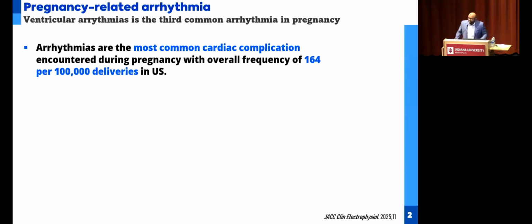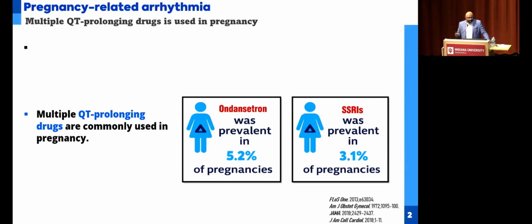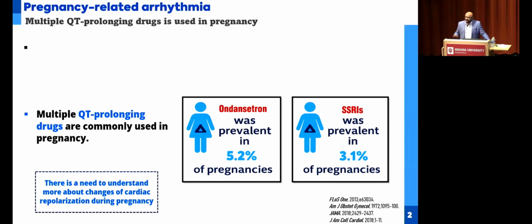When we go to pregnancy, there are a lot of changes throughout the body, including electrophysiology. Actually, arrhythmias are the most common cardiac complication encountered during pregnancy. Not only that, there are multiple QT-prolonging drugs used during pregnancy, such as ondansetron and SSRIs. So we felt that there is a gap and a need to understand more about cardiac repolarization and whether there is any baseline change within pregnancy itself.